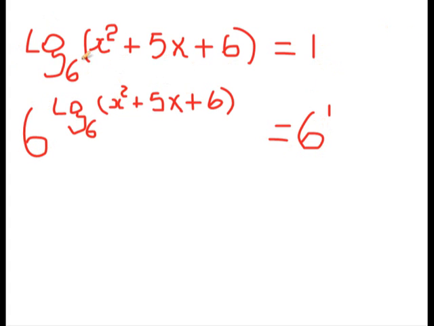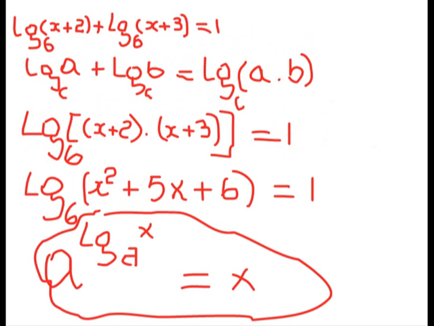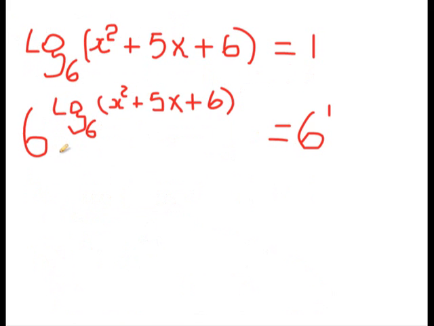So what that means, if I have two values that are equal, and I take a base, I raise them to the same value, I should have the same value. So I have 6 to the power of this side equals 6 to the power of this side. Now remember the formula I told you, a to the power of log base a of x equals x. So I'm gonna use it here. 6 to the power of log base 6 of x squared plus 5x plus 6.